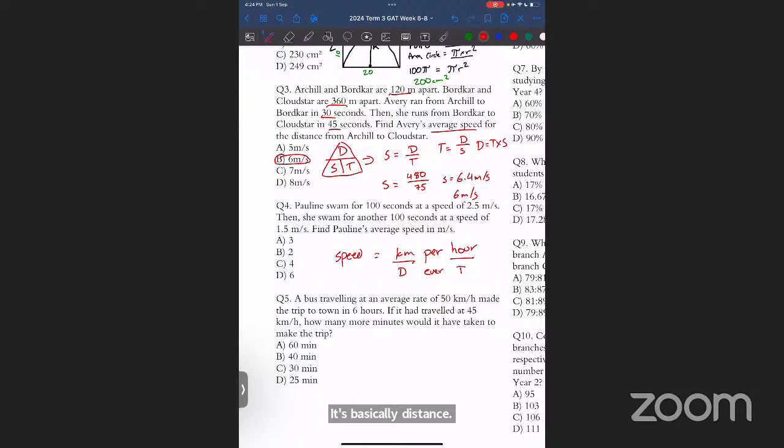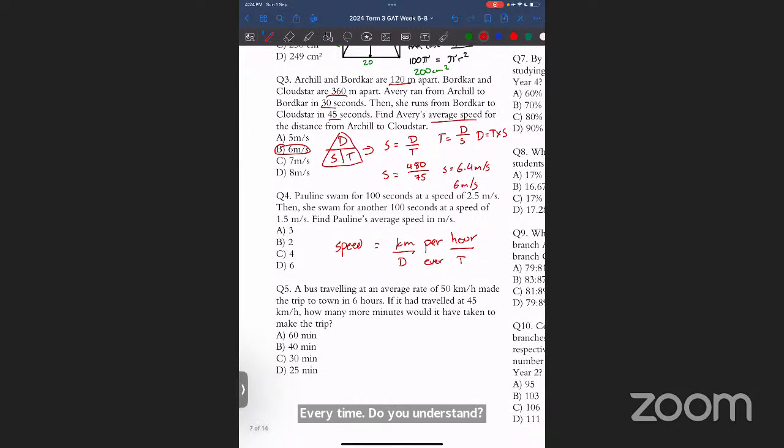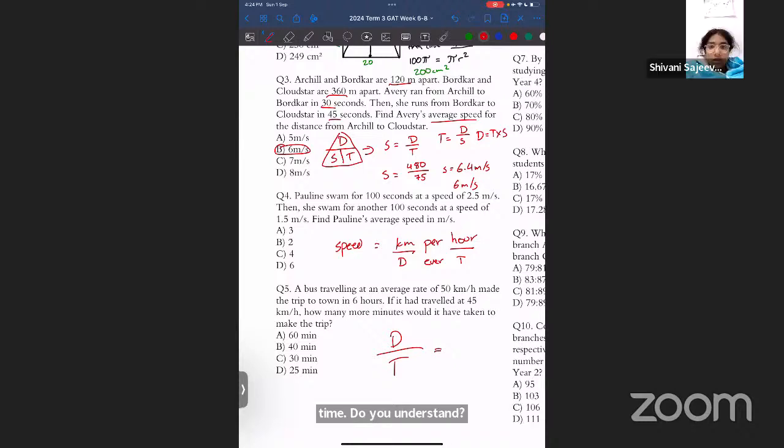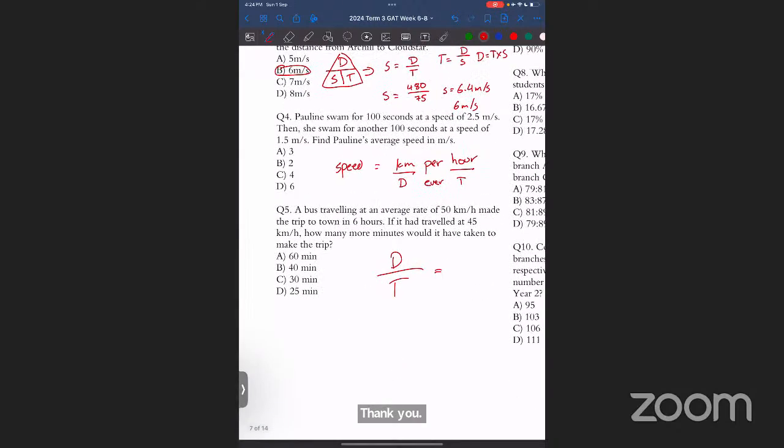Yep. So to find speed, you take how far you've gone and you divide by how long it took you, and that will give you how fast you go every unit of time. Do you understand? Yeah, that's why we divide. All right. Thank you. You're welcome. Let's go to the next question.